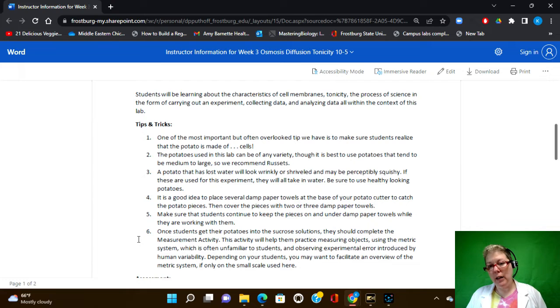It does say in the protocol the students should blot them, but they just kind of want to blot them, right? They don't want them to be totally dry. Take a damp paper towel and just kind of blot off any dripping water.